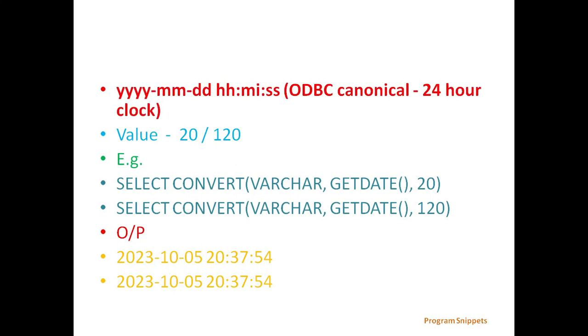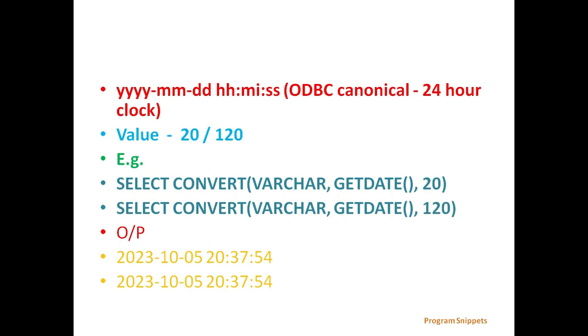Next is ODBC canonical 24-hour clock. For this we will use value 20 or 120. For example, select convert varchar getDate 20 or select convert varchar getDate 120 will give the output year, month, date with hours, minutes and seconds.